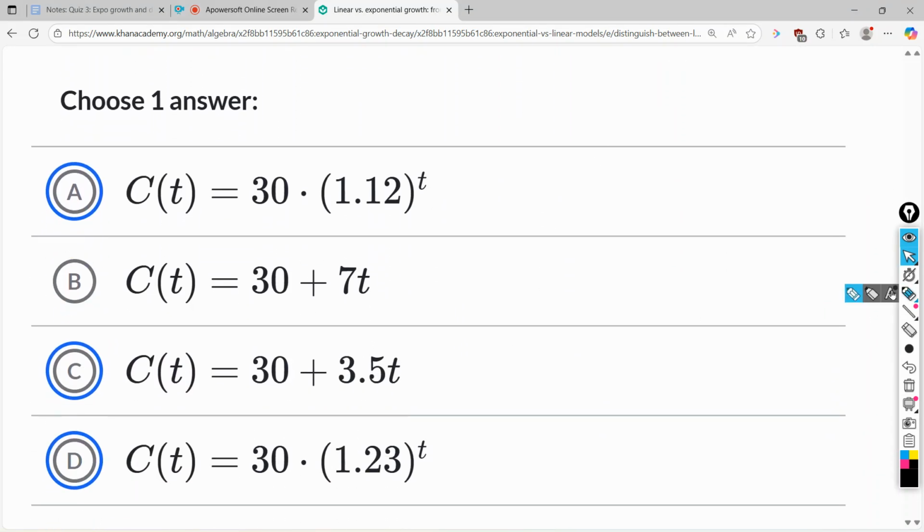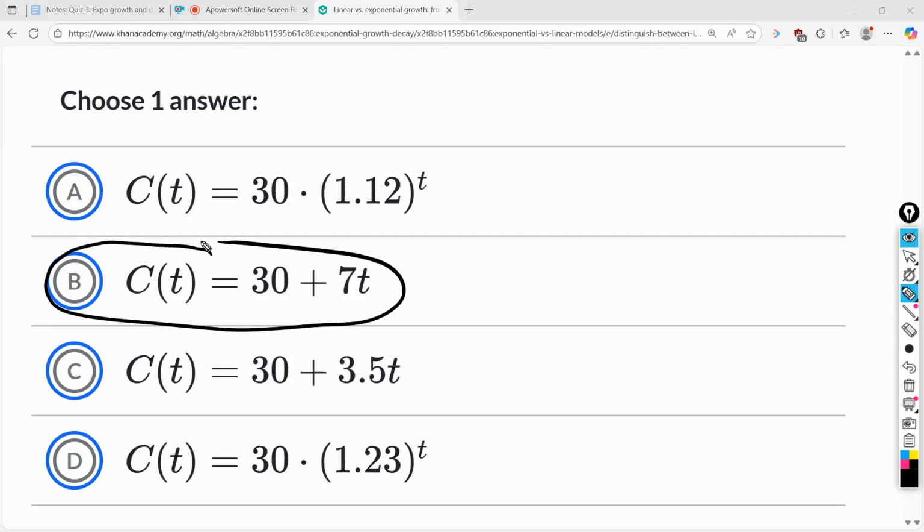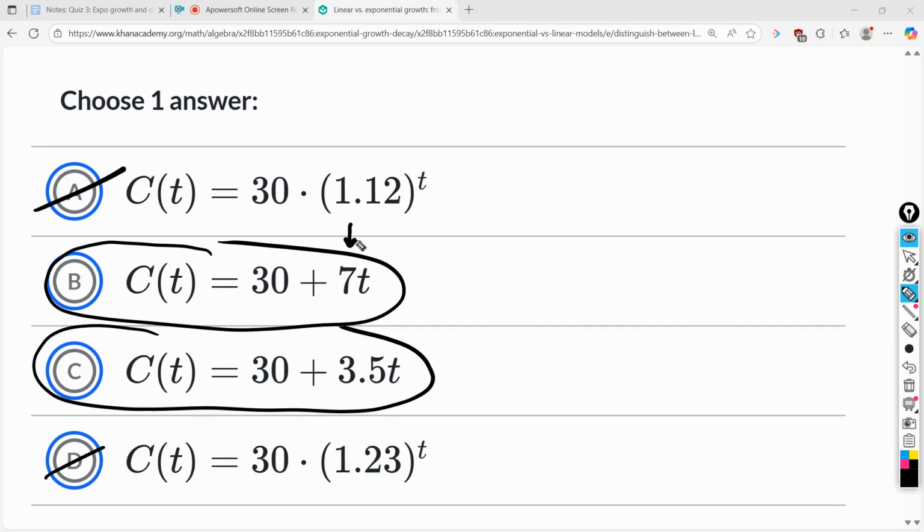All right, so we can clearly see answer B is a possibility and answer C is a possibility. Those are the linear ones, and they both start with a 30. This is exponential. It's not A. This is exponential. It's not D. So it's one of these two. We have to find out if the slope is going to be a 7 or a 3.5. So let's take a look.